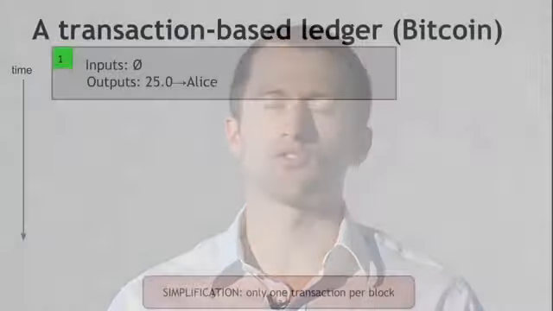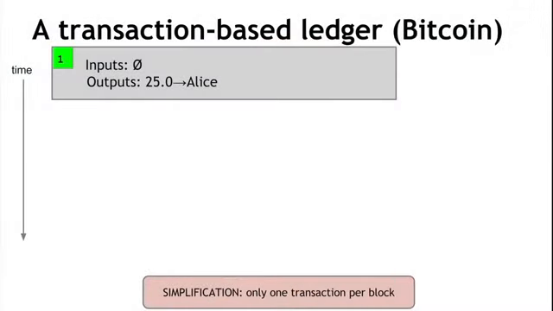And that's why Bitcoin isn't based on an account-based model like this. Instead, Bitcoin uses a ledger that just keeps track of transactions. So how does that work? So this is a transaction-based ledger, which is very close to Bitcoin. Now transactions explicitly specify a number of inputs and a number of outputs. And transactions also each have a unique identifier.